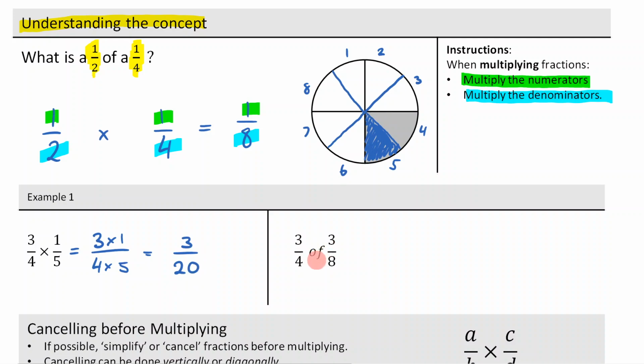Now, sometimes you might see questions with, instead of times, you see of. And based on this little example up here, you know that this is the same as times. They're the same. So of equals times. Same thing. So we're just going to go 3 times 3, and then we multiply the bottom, 4 times 8, and that's going to be 9 on 32. So that's the basics of how to multiply fractions. It's actually easier than adding and subtracting fractions because you don't have to change the base. You literally just times the top, times the bottom, and you're done.